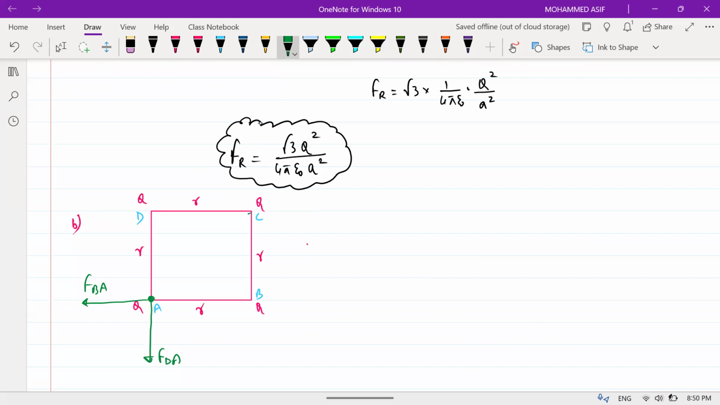In the same way, C will exert the force along the diagonal like this. So this is the force exerted by C on A. Now tell me, what is the force exerted by B on A? The formula is 1 by 4 pi epsilon naught into Q square divided by R square.